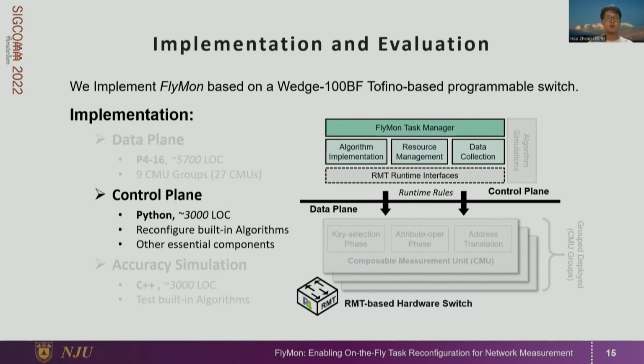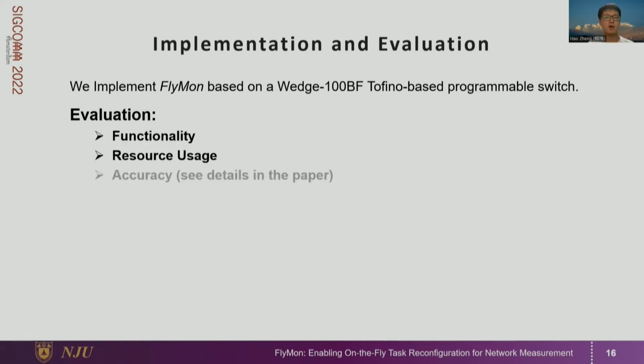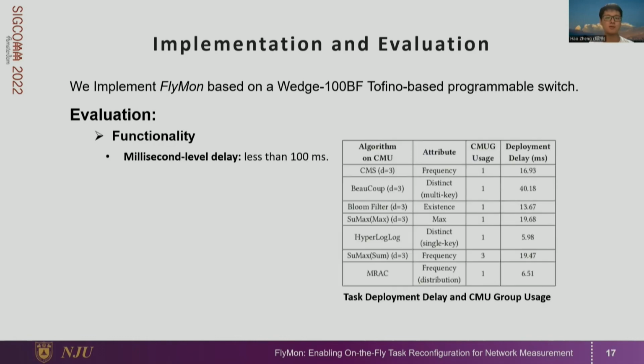Besides, we also implement other essential components such as the resource manager and the task manager. We also implement a simulation framework for accuracy testing. We evaluate FlyMon on functionality, resource usage, and accuracy. Due to the time limitation, we only show part of the evaluation results.